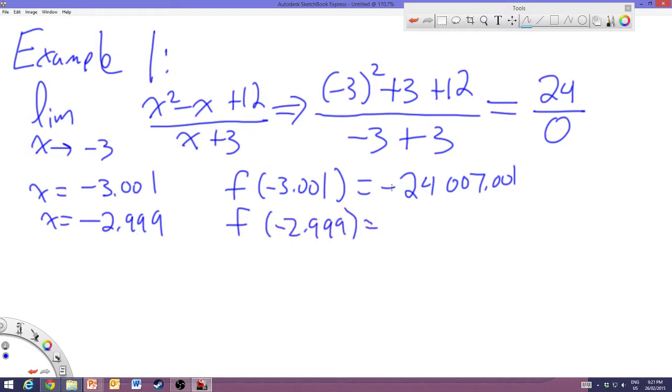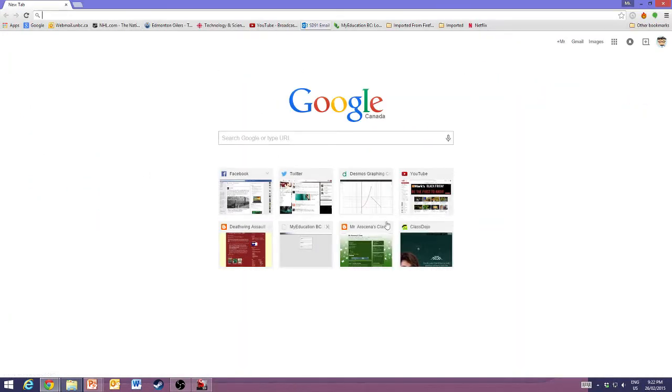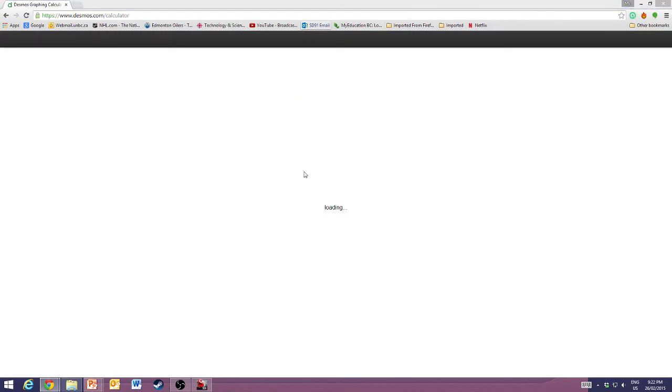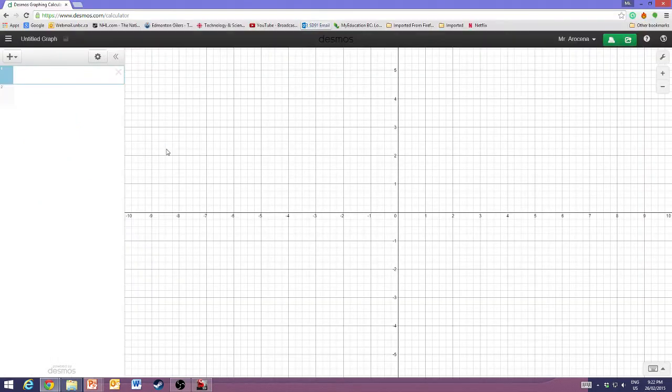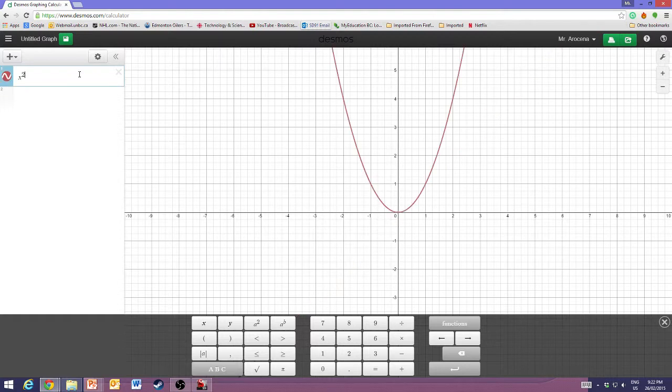On the right side, recalculate everything. 2.999 squared minus negative 2.999 plus 12 divided by negative 2.999 plus 3. And on this side, on the right side, it gives me a positive 23,993. So it looks like on the left side, it's going towards negative infinity. On the right side, it's going towards positive infinity. And let's graph it, I guess, to check and make sure that we are actually doing things correctly. Alright, so x squared minus x plus 12 divided by x plus 3.